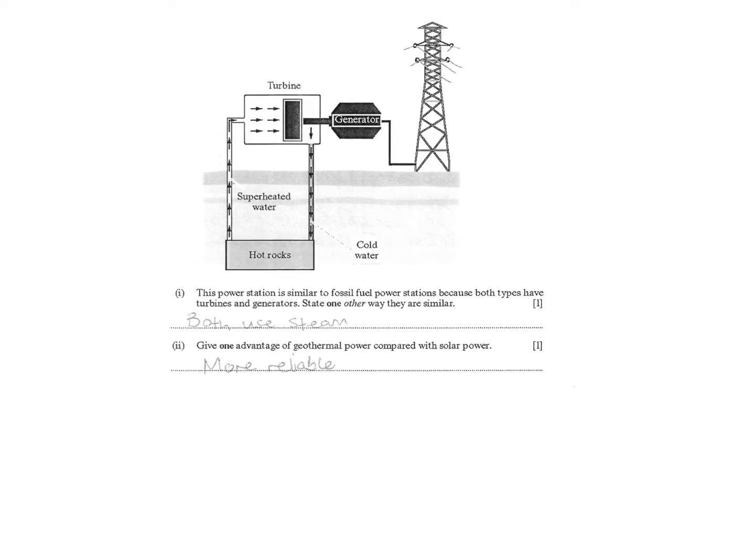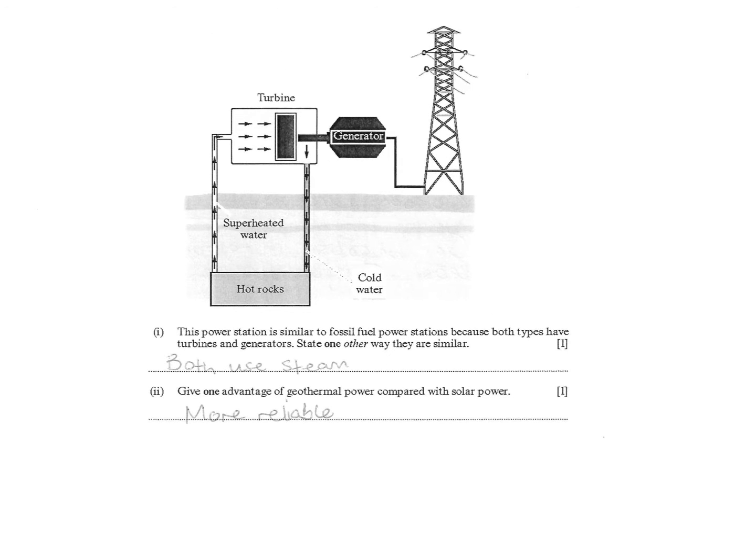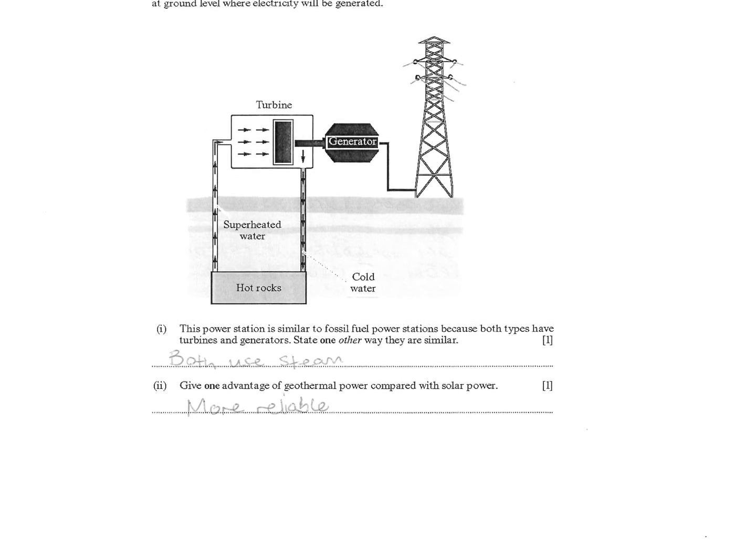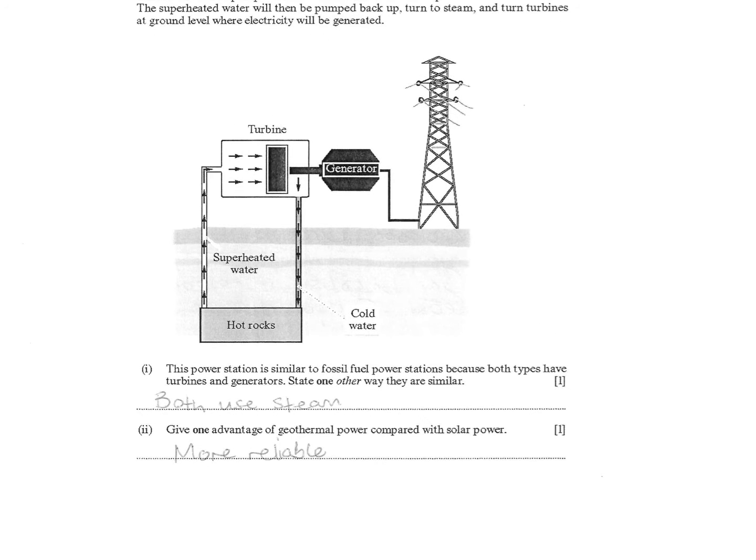In this power station, it's similar to fossil fuel power stations because both types have turbines and generators. State one way they're also similar. They also use steam to spin the turbine to generate the electricity. Give one advantage of geothermal power compared to solar power. It's more reliable, because you're not relying on the sun, whereas you rely a lot on weather with solar panels. Nice, easy question there.